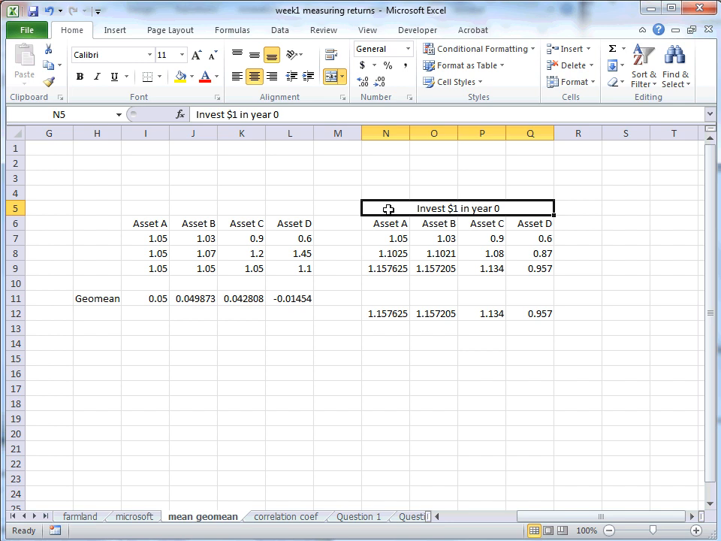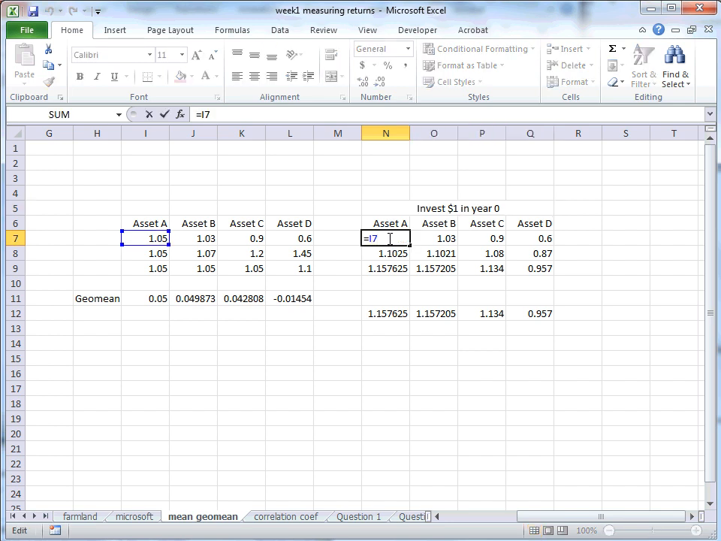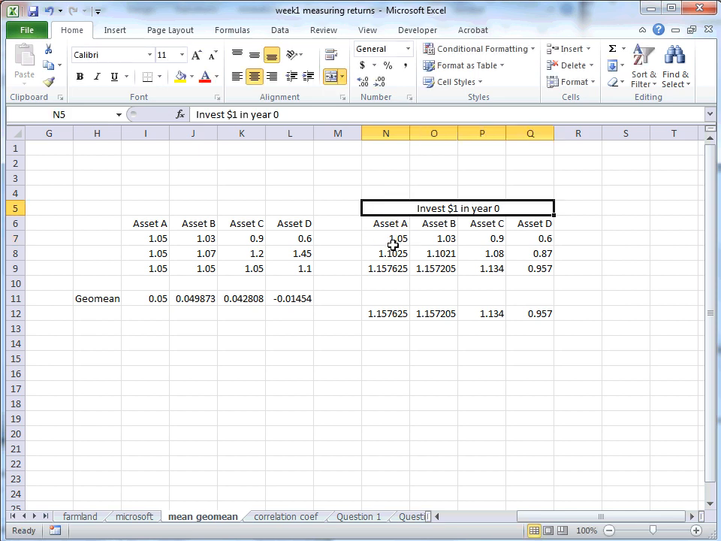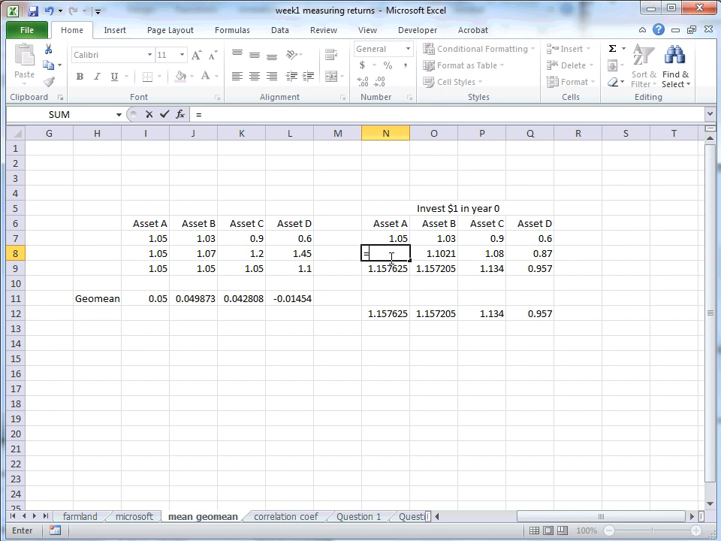If I invest $1 in year 0, I will have $1.05 at the end of year 1. If I invest in asset A, I'll start at 1.05 at the beginning of year 1. I'll have a 5% return, get 1.10, and at the end of the year I'll have 1.15.